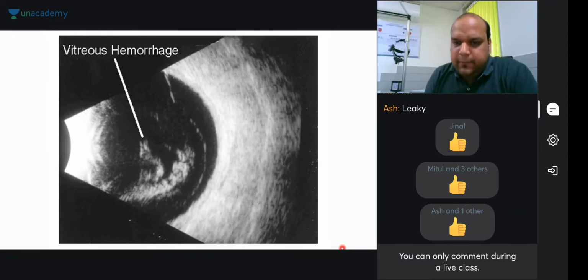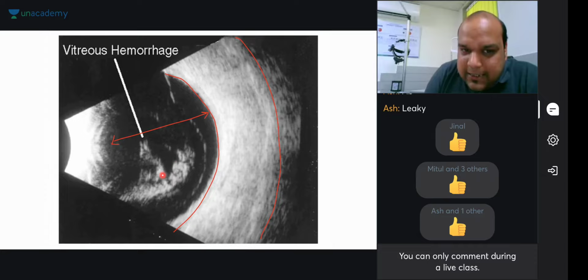Now everybody, see this photograph. What do you see in this photograph? Do you see any abnormality in the white area? See, the white area is absolutely, completely normal. The vitreous, which should have been black, has now developed some white things in it.